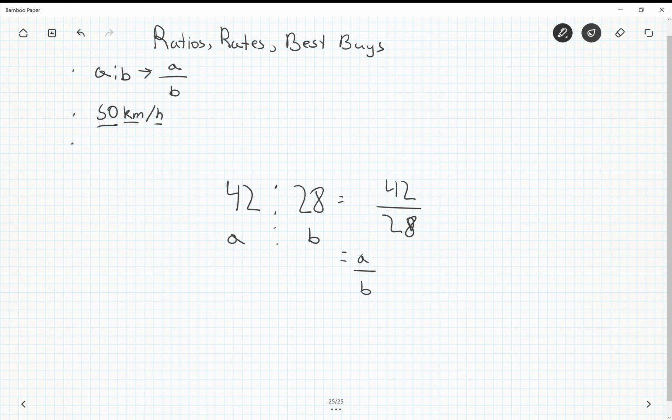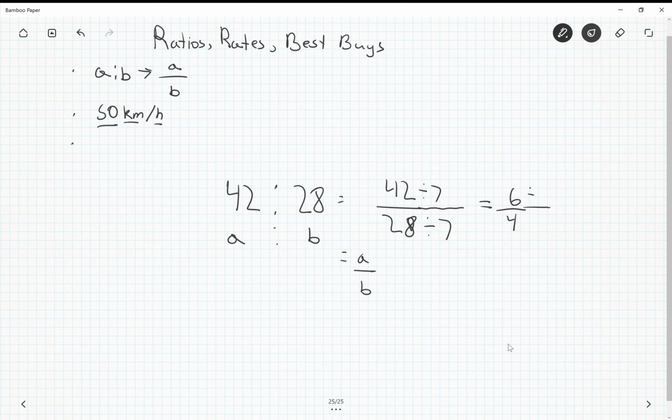So then 42 over 28, well, we can see that both of these can be divisible by 7, or even 14 if you want to take it a bit more complicated. So let's just do it with 7. So 42 divided by 7 and 28 divided by 7, that would equal 6 over 4. Now, we can still simplify this a bit further, and you can see that both of these have a factor of 2.